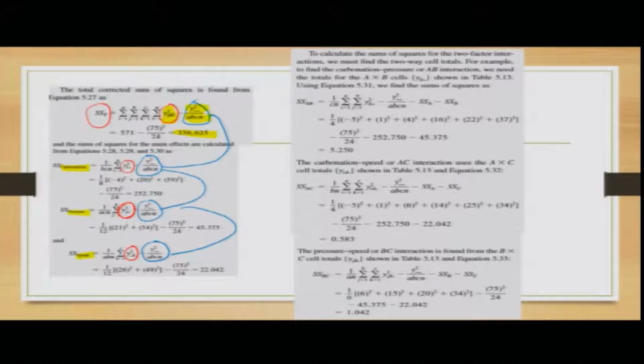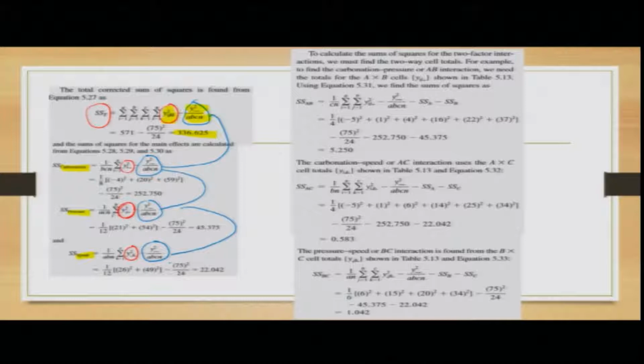Once you have this, the sum of squares total is 336.625. For factor A it is 252, I will not repeat the decimal part. For factor B it is 445, and for factor C, which is speed, it is 22. Now, I need to find the combinations: AB, which is carbonation and pressure, then BC, which is pressure into speed, and AC, which is carbonation into speed. And finally, I need to find the combination of all three, carbonation A, pressure B, and speed C.